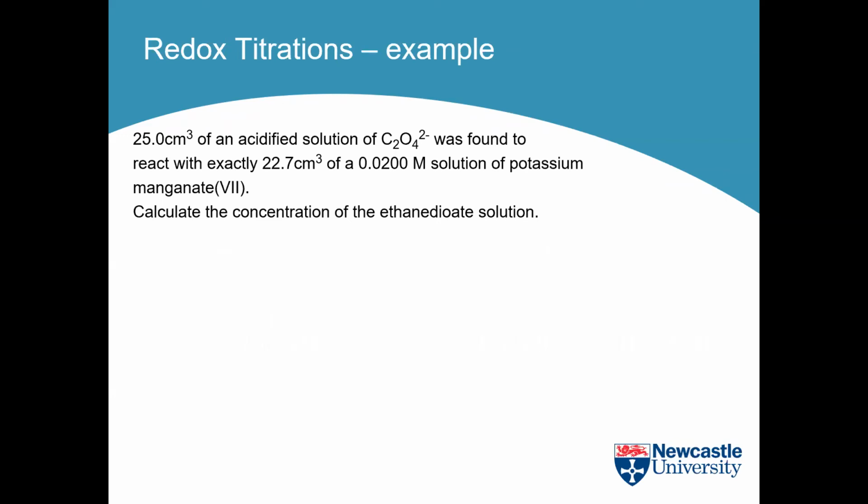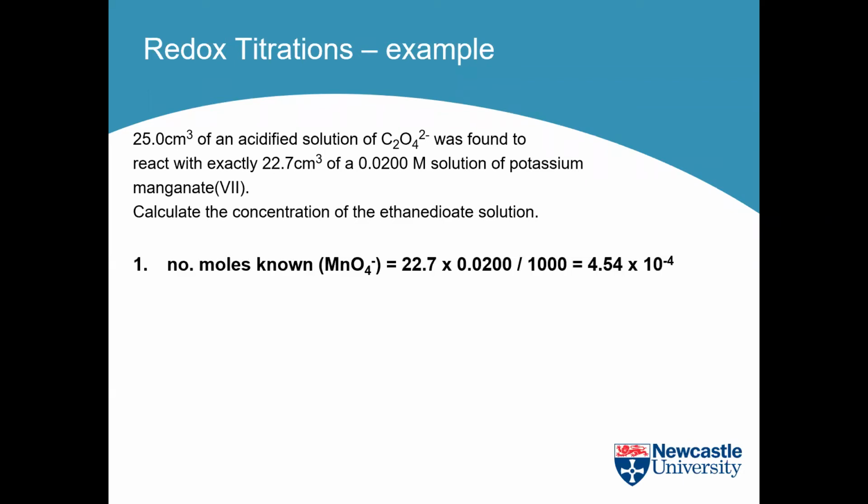Okay, so here's an example, one of the ones that's in the notes. 25 cubic centimetres of C2O4, that's ethanedioate, reacted with 22.7 cubic centimetres of 0.02 molar manganate. Calculate the ethanedioate concentration. So there's the moles of the known. I use CV over 1,000. I always put the 1,000 in because it reminds me that the volume is in centimetres cubed but the concentration is in decimetres cubed. You don't have to have the 1,000 there. If you just remember it's n equals CV, but remember to turn your volume into litres, or you get a stupid answer. So there's the moles of manganate.